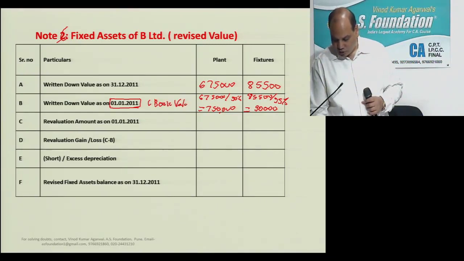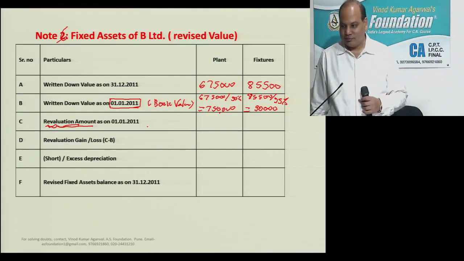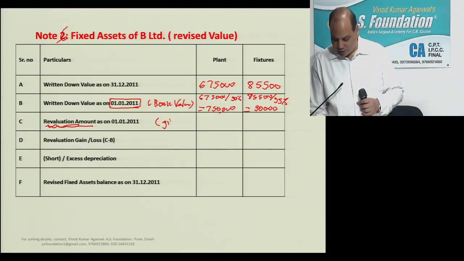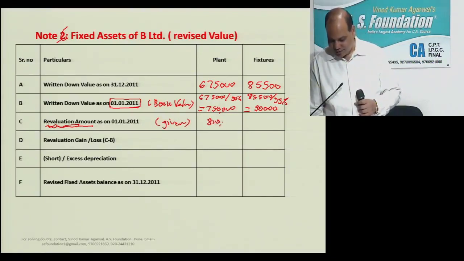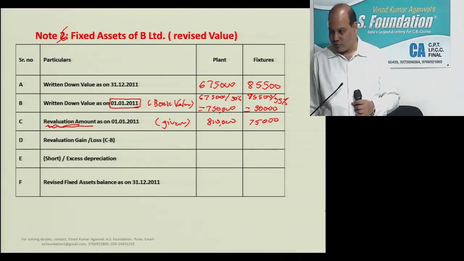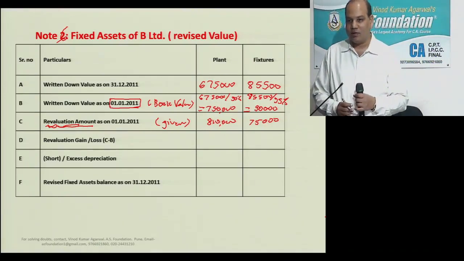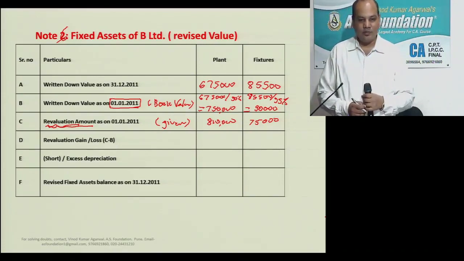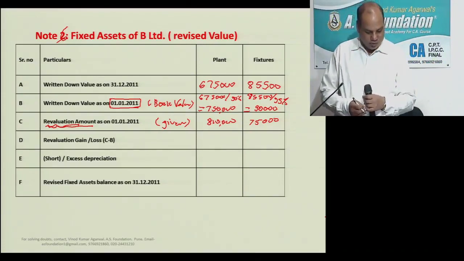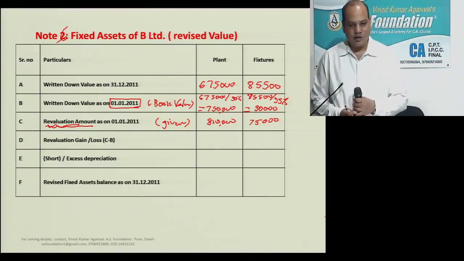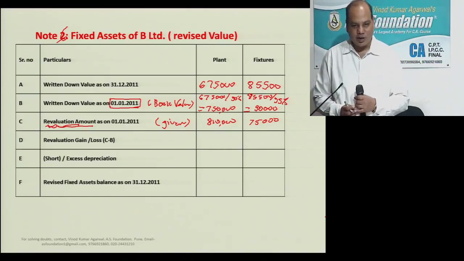So we have to do revaluation on 1st January. Point number 1: revaluation amount on 1st January 2011. This is given, write in bracket, given 8,10,000. And how much is this given? 75,000. Okay, write neatly. Somebody has to check also. And this is a 16-mark question. Because you are a student of intermediate, you have to solve everything in around 30 minutes. Already we have spent more than 30 minutes.